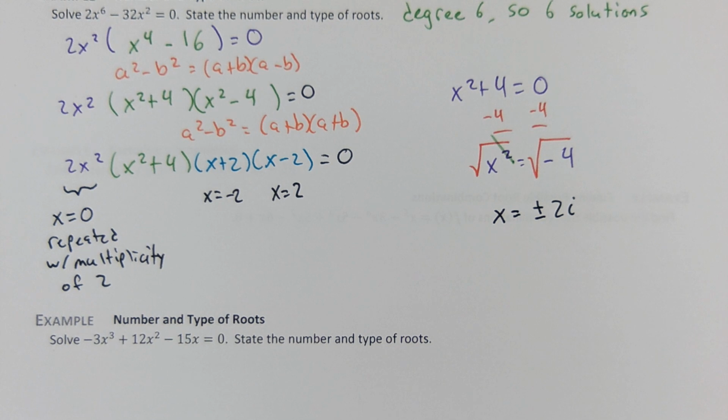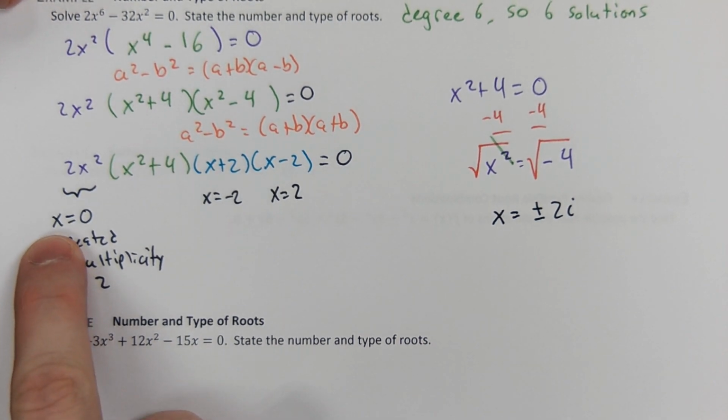Because every quadratic will give you 2 solutions. And if it's irreducible, it's probably going to give you 2 imaginary solutions. It might give you 2 irrational solutions, but it doesn't matter. The point is, if it was an irreducible quadratic, it was going to produce a plus or minus situation, and you were going to get 2 answers. So those are your 6 answers.